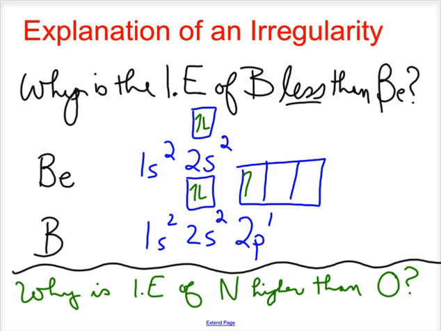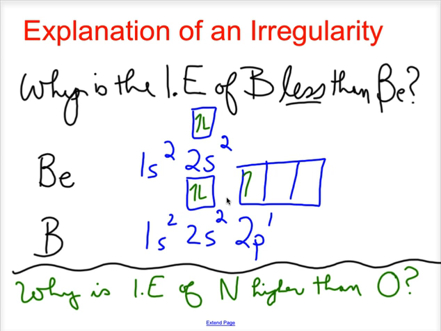Now, if you think about the trend going from beryllium to boron, since the periodic trend is that ionization energy increases going across the periodic table, you would think that boron would have a higher ionization energy than beryllium, but the reverse is the case. And so why is that?